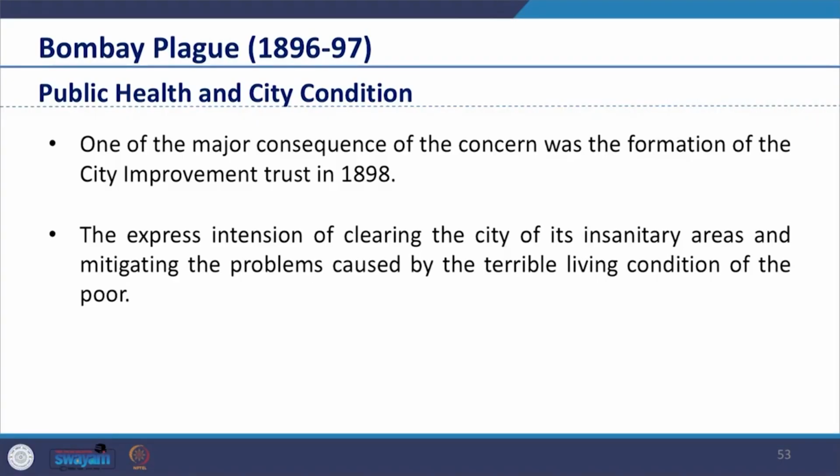Finding solutions to the problems of overcrowding and insanitary housing became a matter of critical importance if Bombay as a city had to fulfill its imperial agenda. One of the major consequences of this concern, and this one is important for us to relate, was the formation of the City Improvement Trust in 1898, with the express intention of clearing the city of its insanitary areas and mitigating the problems caused by the terrible living conditions of the poor.